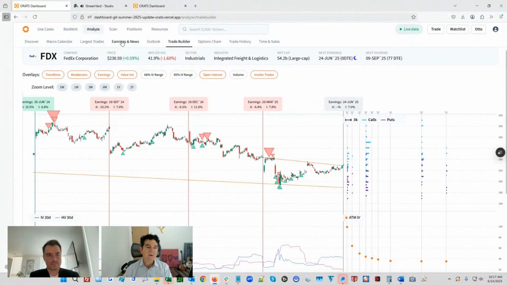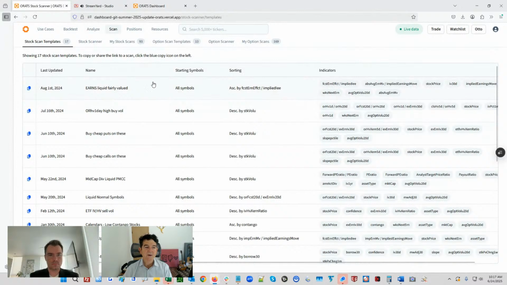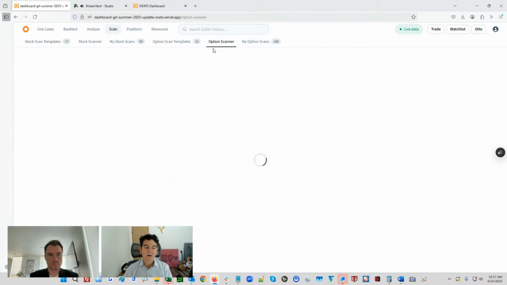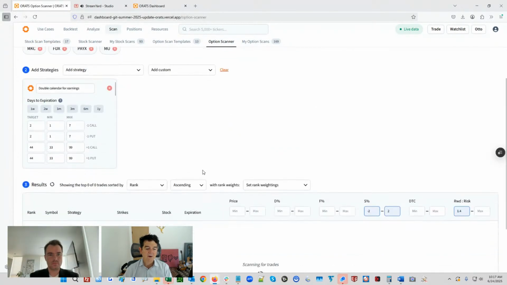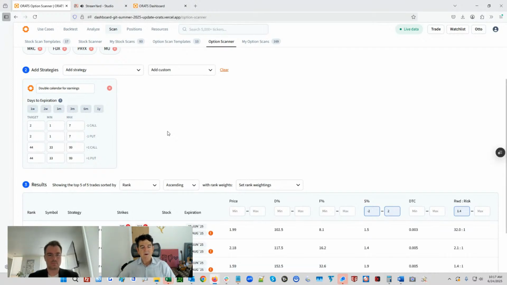So anyway, back to the scanner, the forecast deals with that. The forecast tries to figure out all that information and then put it out there for finding the best double calendars, for example, right now. Anyway, back to how do you set it up?